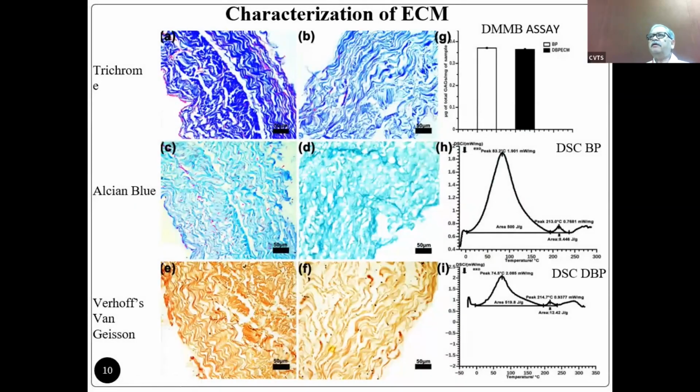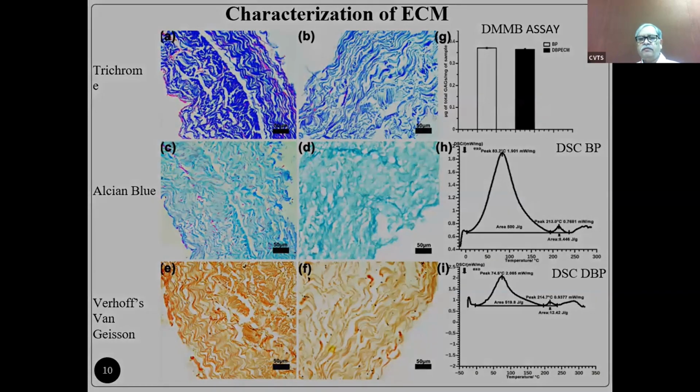These are all ways to characterize the ECM, because there are 3 layers, different tissues are there. So we do trichrome, Alcian blue, and EVG staining. After staining, we do some tests to prove that this is correct. So we do DMMB assays, we do colorimetry, on bovine pericardium, and you can see that both have the quality, but there is a reduced quality and strengthening in both cases. So our decellularization works in this one.